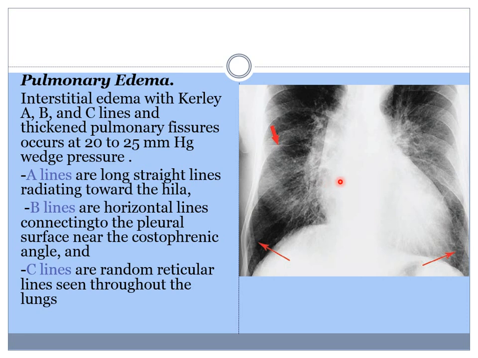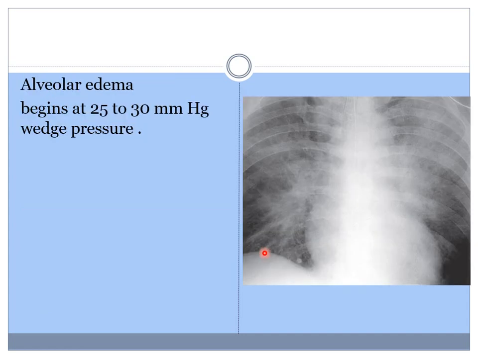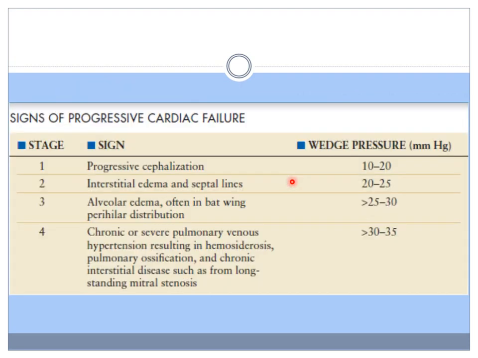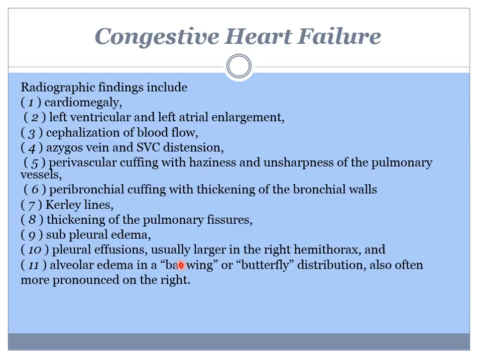Pulmonary edema, interstitial edema with Kerley A, B, C lines, and also we have thickened fissure. Here we can see curly lines. Alveolar edema begins at 25 to 30 mmHg wedge pressure. That's seen as a bat wing. Signs of progressive cardiac failure: first we have cephalization, then interstitial edema, then alveolar edema, and finally hemosiderosis and pulmonary ossification.